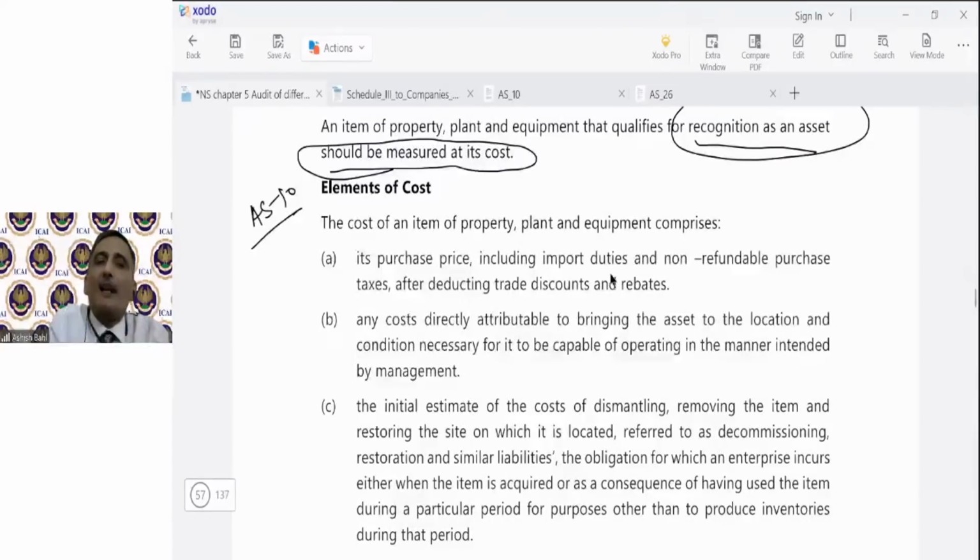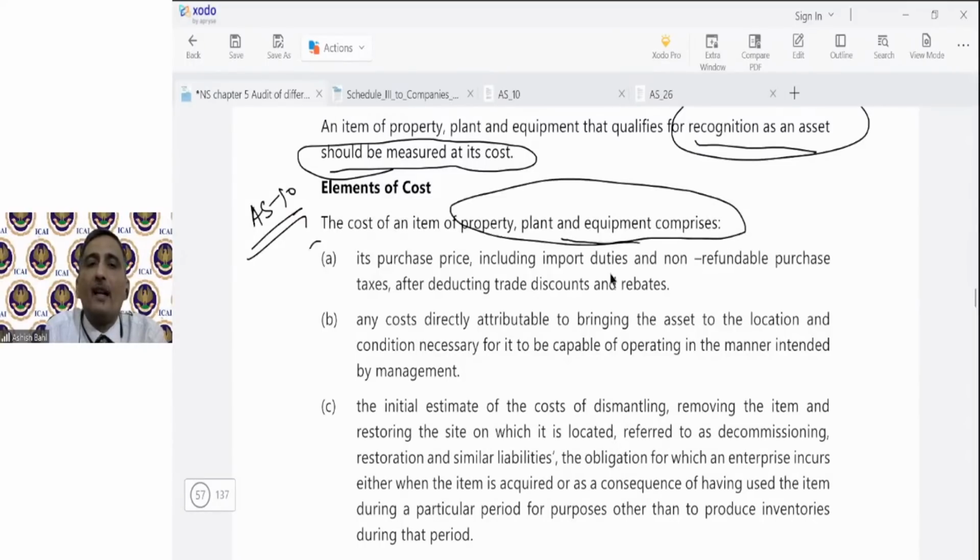So जिन लोगों ने अकाउंट्स की क्लासेस अटेंड की हैं, they already know these things. So it is again a repetition of AS 10. So AS 10 में क्या है कि the cost of an item of property, plant and equipment comprises what? It comprises following items.